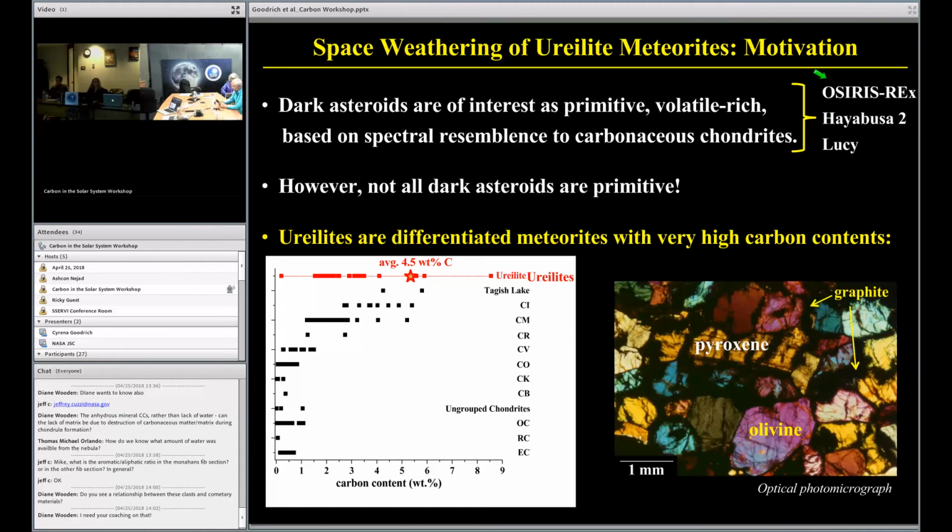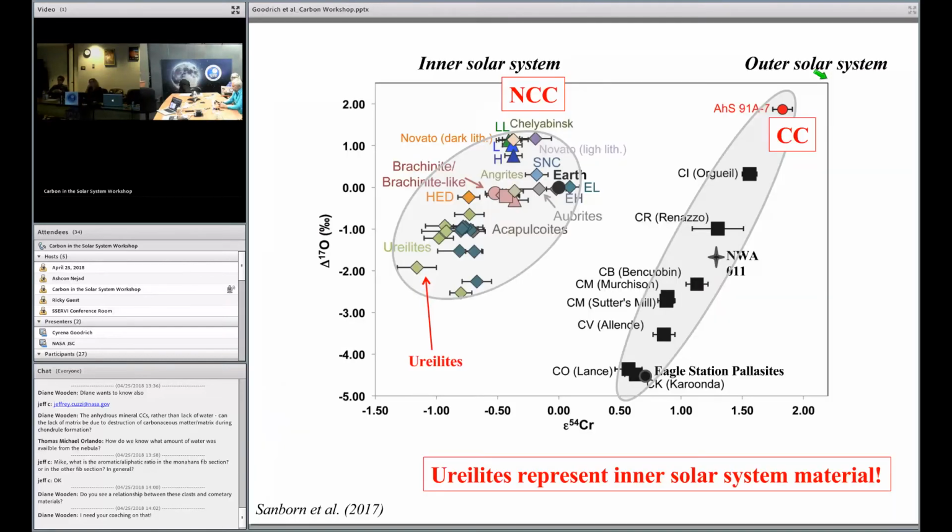So my first take-home is right here. It's simply that Ureilites represent an important reservoir of carbon in the solar system. They come from some reservoir, which, interestingly enough, is probably an inner solar system reservoir, despite the fact that they have carbon contents like the carbonaceous chondrites.